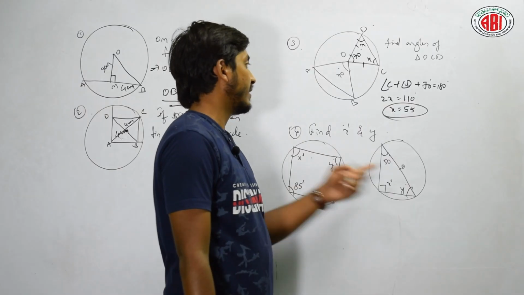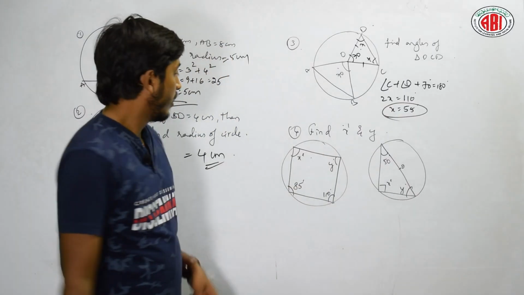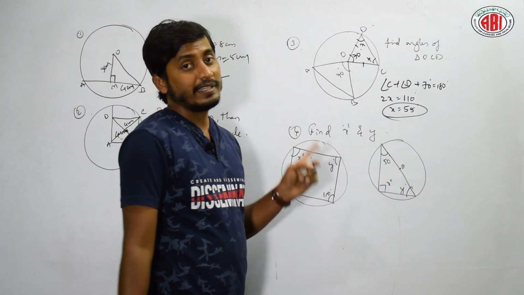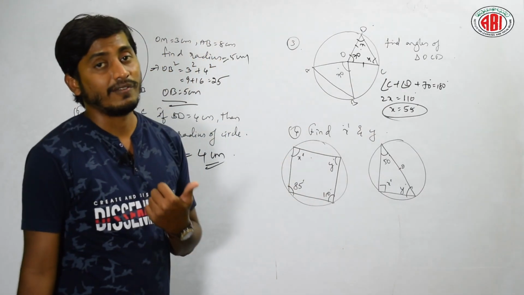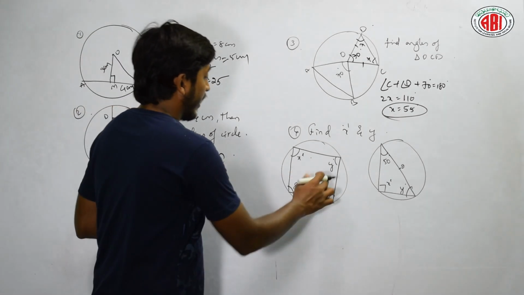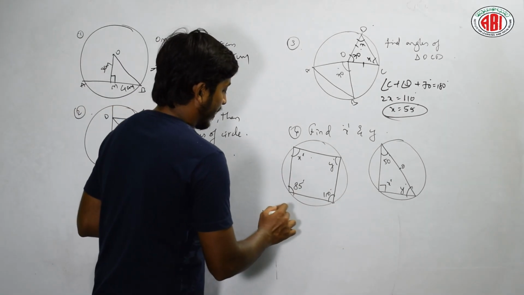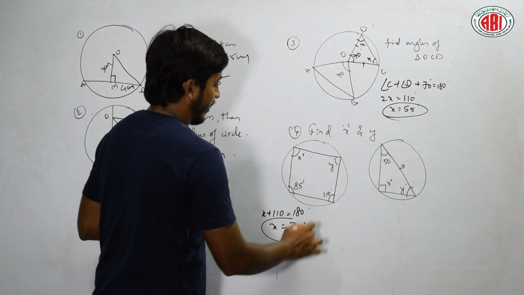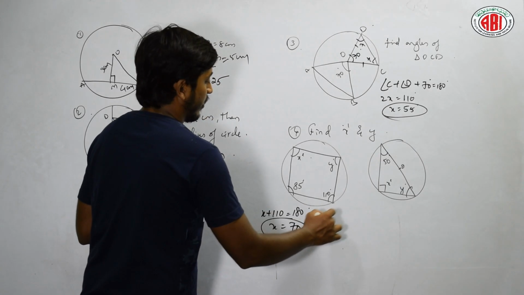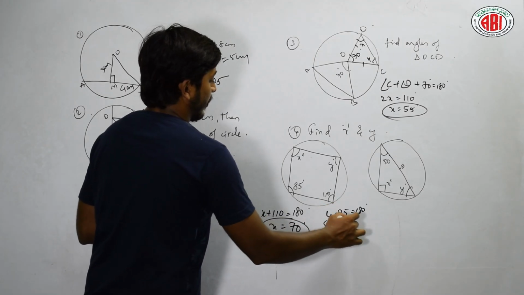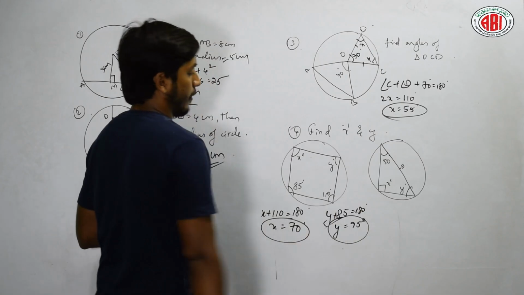Next, see here. He is asking us to find the x and y of both the figures. Here it is a cyclic quadrilateral, then the sum of two opposite angles of a cyclic quadrilateral is always complementary, I mean supplementary. Therefore, x plus 110 is equal to 180. Therefore, x will be 70. What about this? y plus 85 is 180. Therefore, y will be 95.